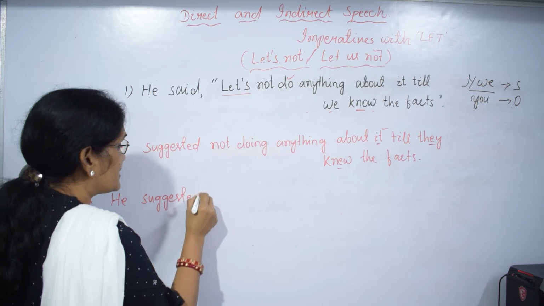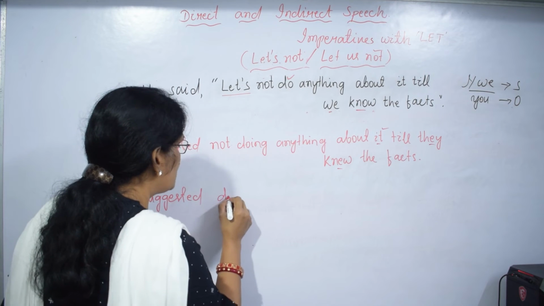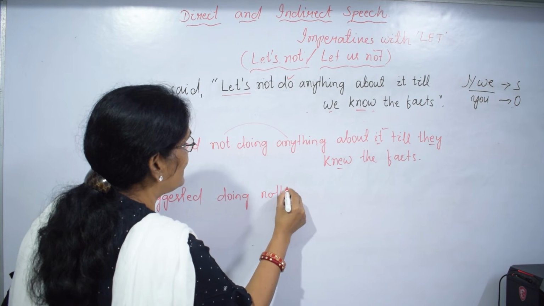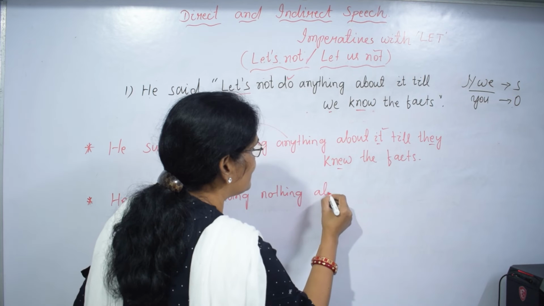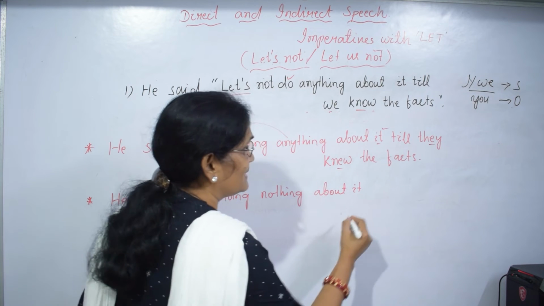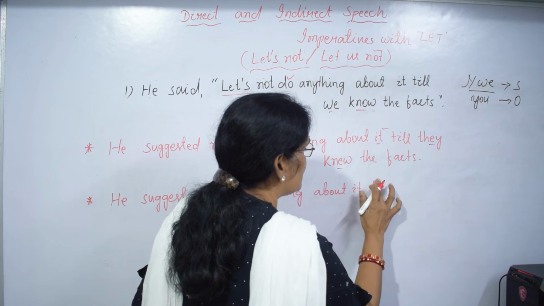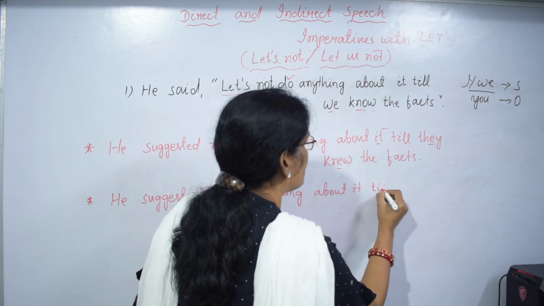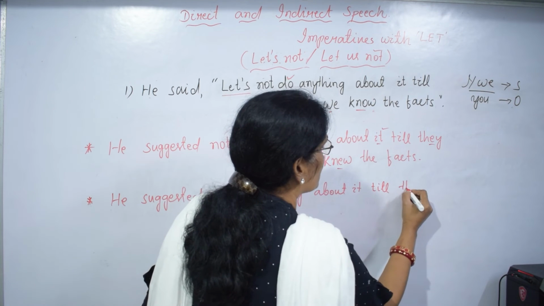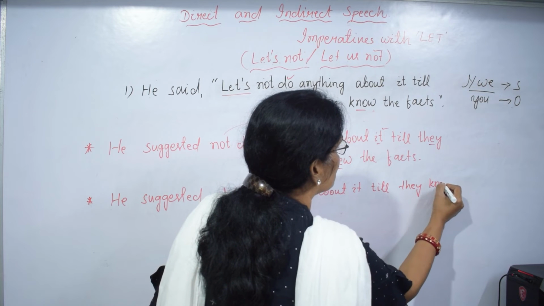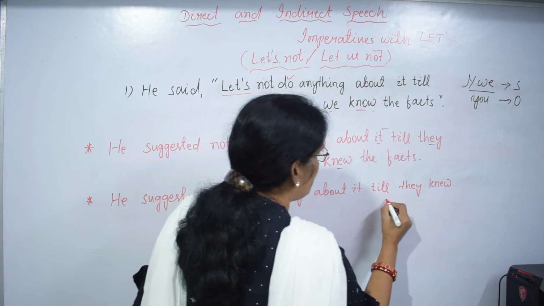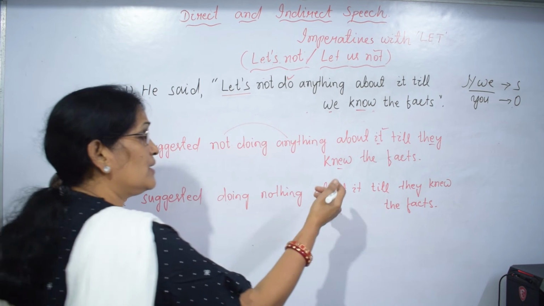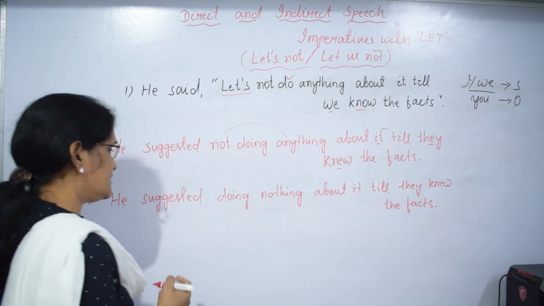he suggested doing. First you write doing, and not anything, that is nothing, right? Doing nothing about it till they knew, past form of know, knew the facts. Others will not be changed, only tense will be changed, pronouns will be changed, right?